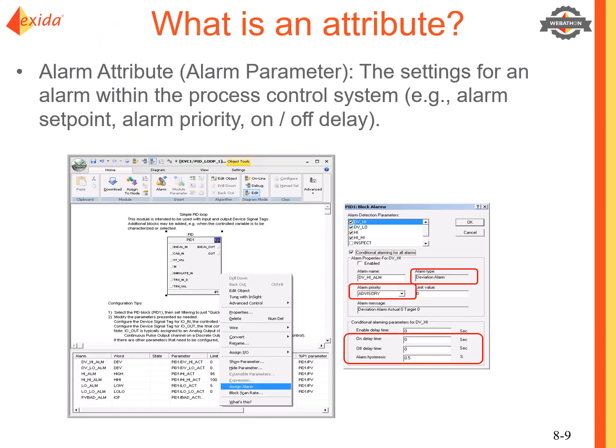Okay, so now we've decided that we have an alarm, we're going to use our master alarm database to record what the attributes of that alarm are. So what do we mean by an attribute? Well, it could be the settings for the alarm within the process control system, such things as the alarm set point, the alarm priority, or any off or on delays.